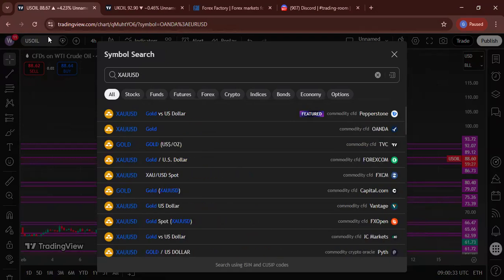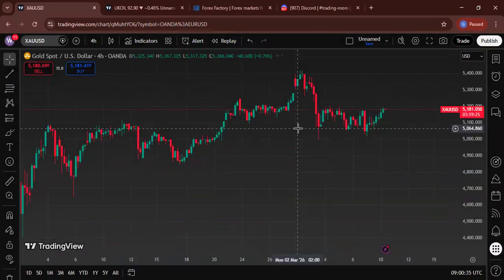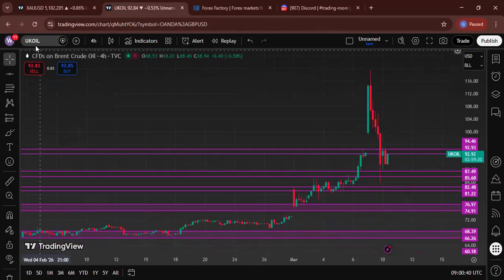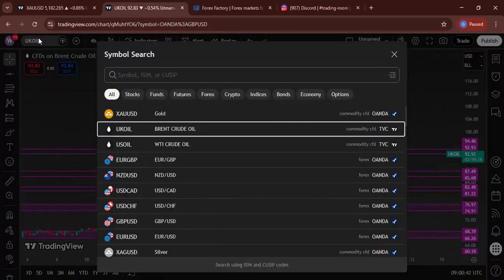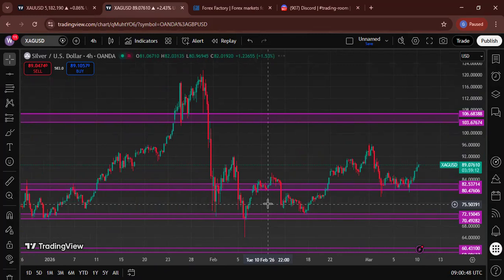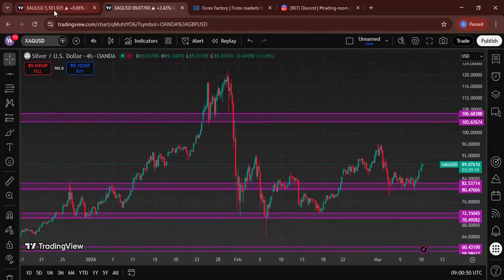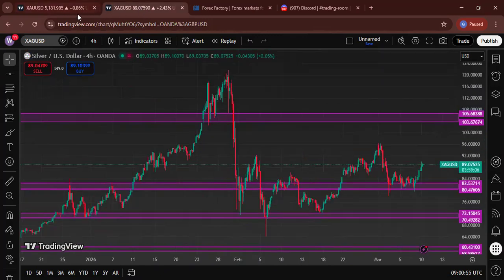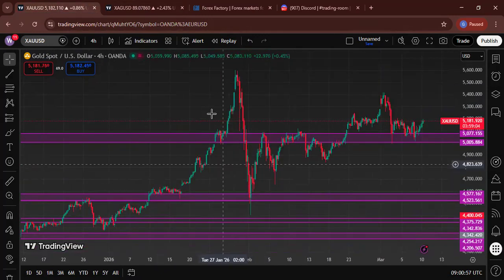So we have gold right here, then you have silver right here. And you'll notice the similarity of setups between these two, gold and silver, in terms of the structures. Now look at what you have right here on gold, and this is what you have right here on silver. So for gold, this is what you have.